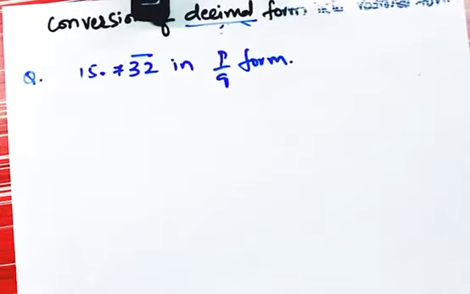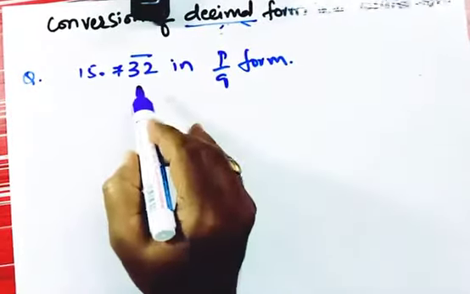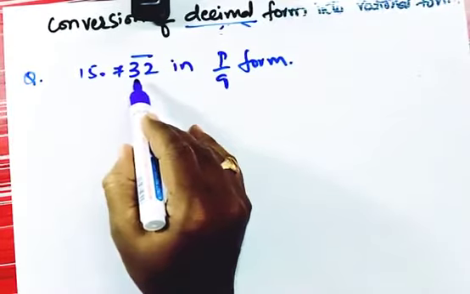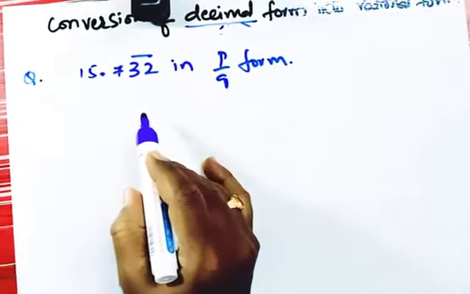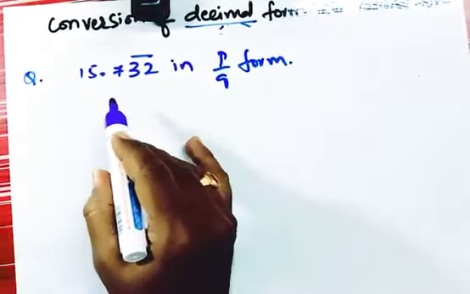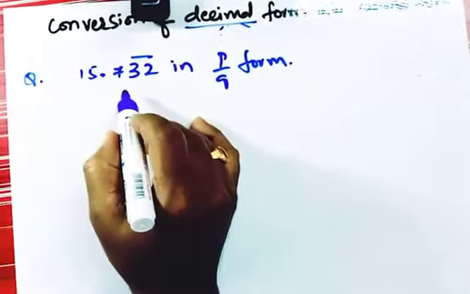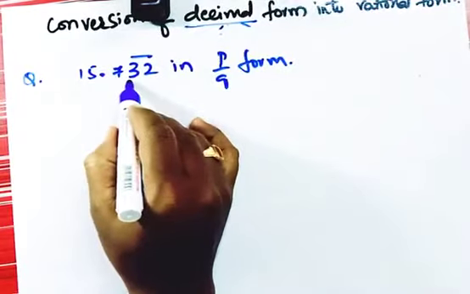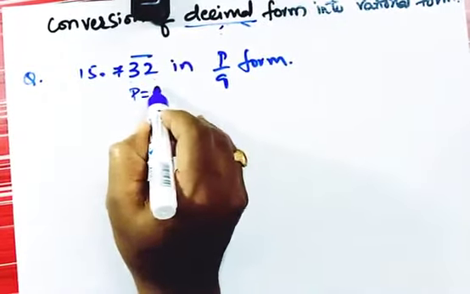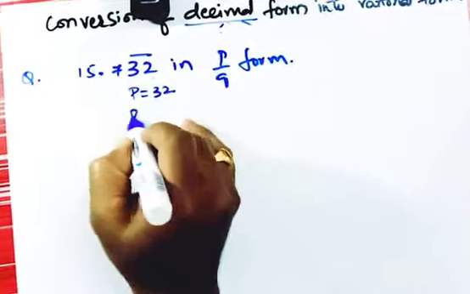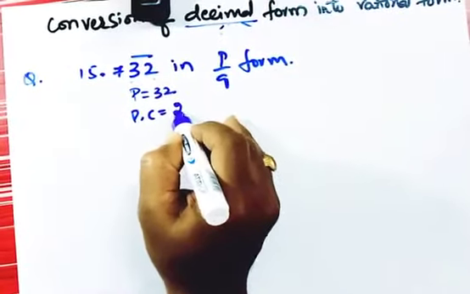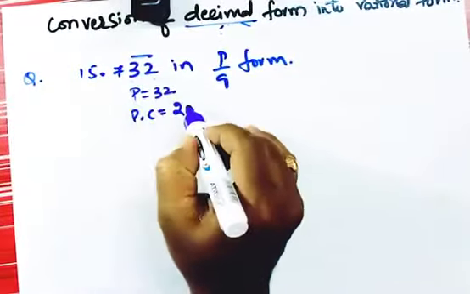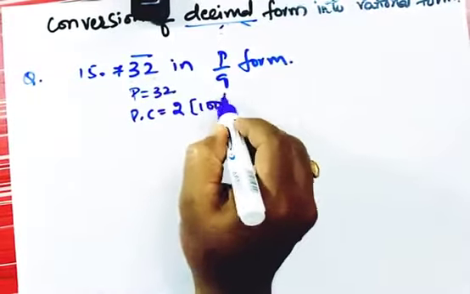Here I am explaining one more non-terminating, repeating or recurring decimal, but it is a mixed recurring decimal. Mixed means some digits are repeating and some digits are not repeating. It is one type of non-terminating, repeating decimal, but it is called a mixed recurring decimal. So here we have different types of digits. What is the period? The period is 32. Periodicity is 2, because 2 digits are under the bar. So here we need to multiply with 100.